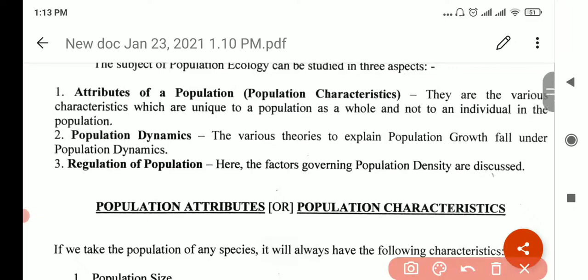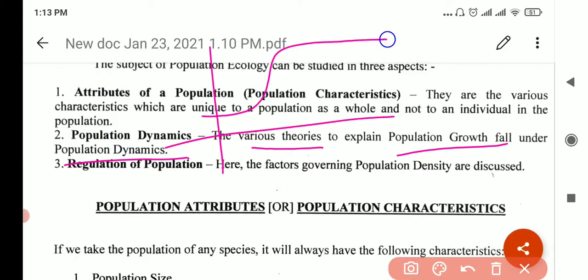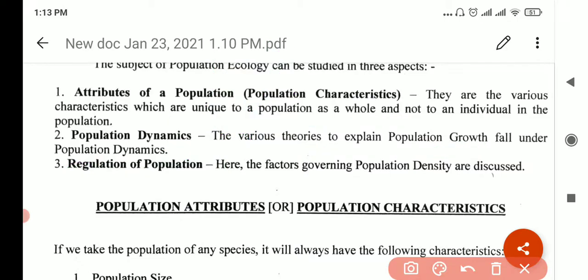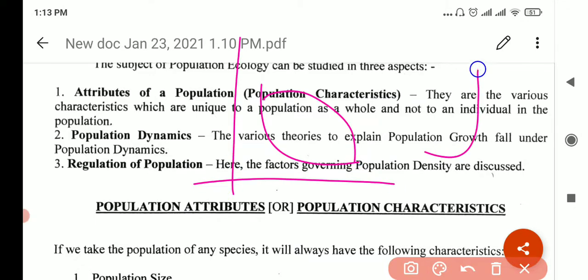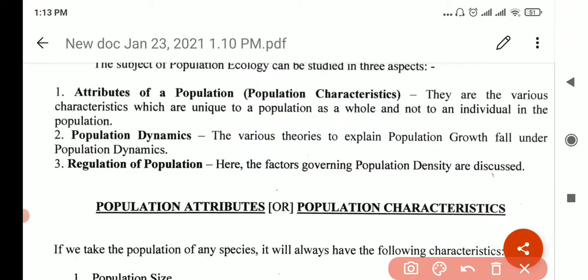Then the population dynamics. There are various theories to explain population growth, and they fall under dynamics. Remember those growth curves we did, the lag phase, log phase, and then stationary phase. We will study those in population dynamics, the science of it all. We did the sigmoid curve in microbiology, but other than that there are many different curves. There is a convex curve, then a J, then concave, then a straight line. So many different curves are there that we will study.